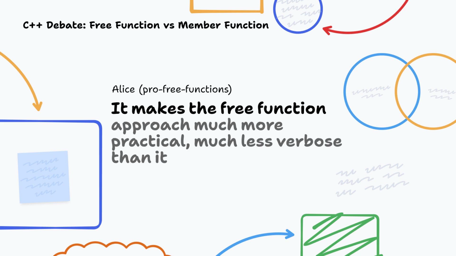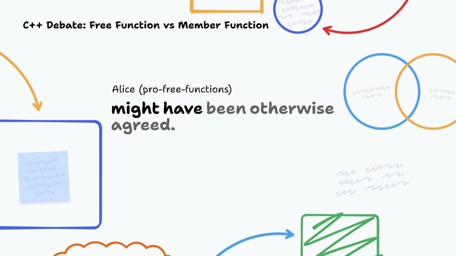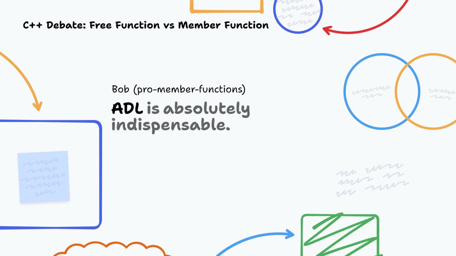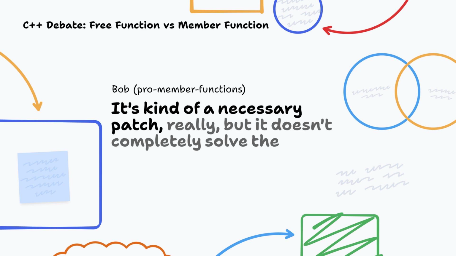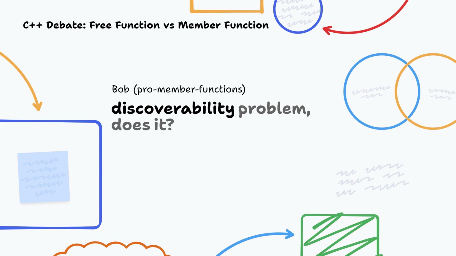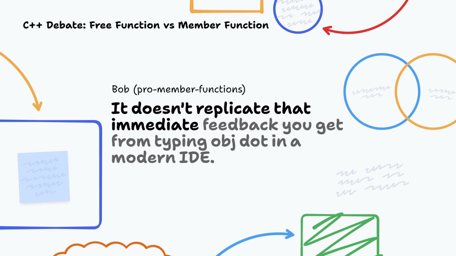It makes the free function approach much more practical, much less verbose than it might have been otherwise. Agreed. ADL is absolutely indispensable. It's kind of a necessary patch, really, but it doesn't completely solve the discoverability problem, does it? It doesn't replicate that immediate feedback you get from typing Object.Dot in a modern IDE.